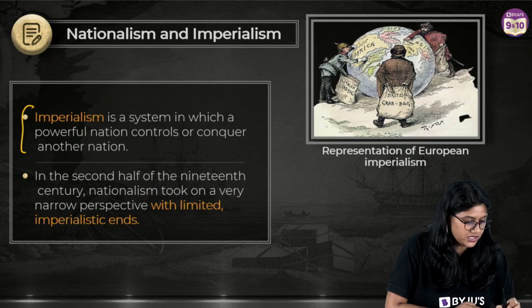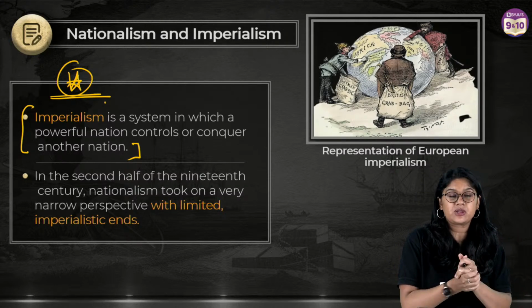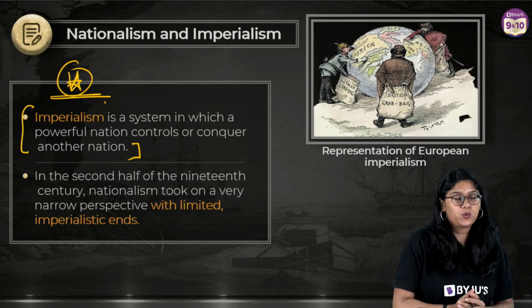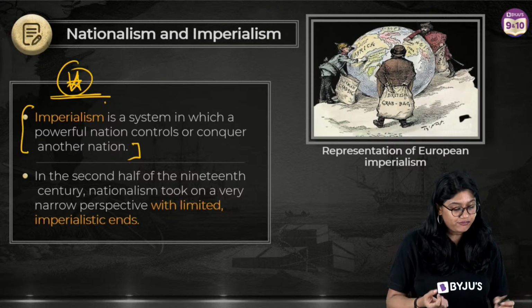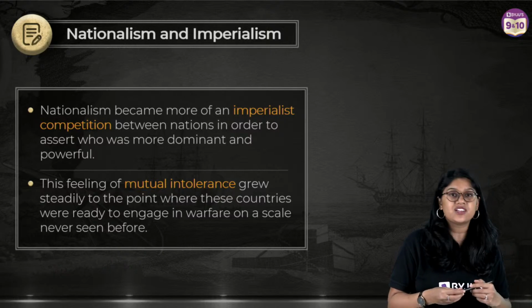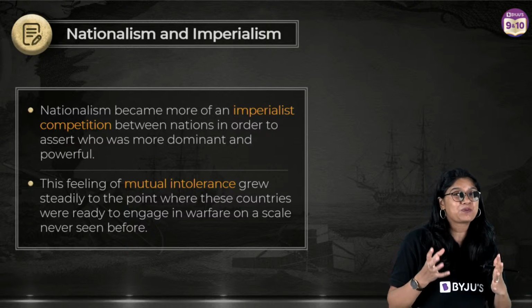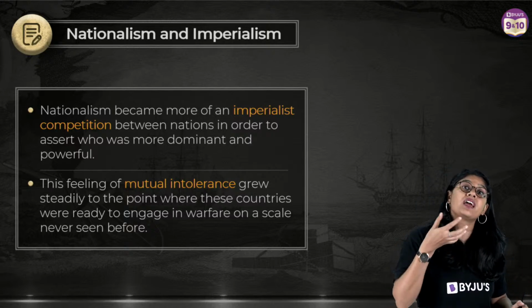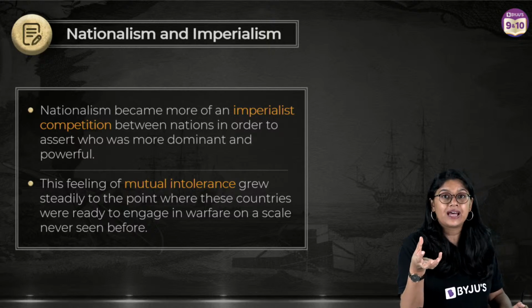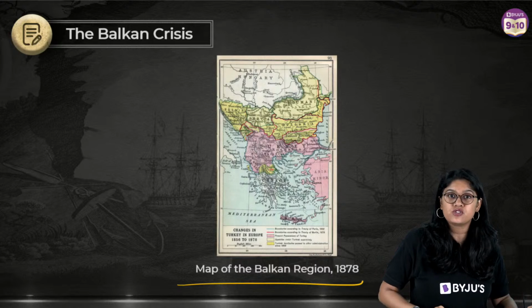This is super important. What is imperialism? If a country is trying to take control of another country by power or by the military, we call it imperialism. And after the end of the 19th century, in the second half of the 19th century, what we saw is that people want more and more land because they feel that the more land they have, the more power they'll have. So they started using their military to capture other countries. In that, we have an example of the Balkan region.